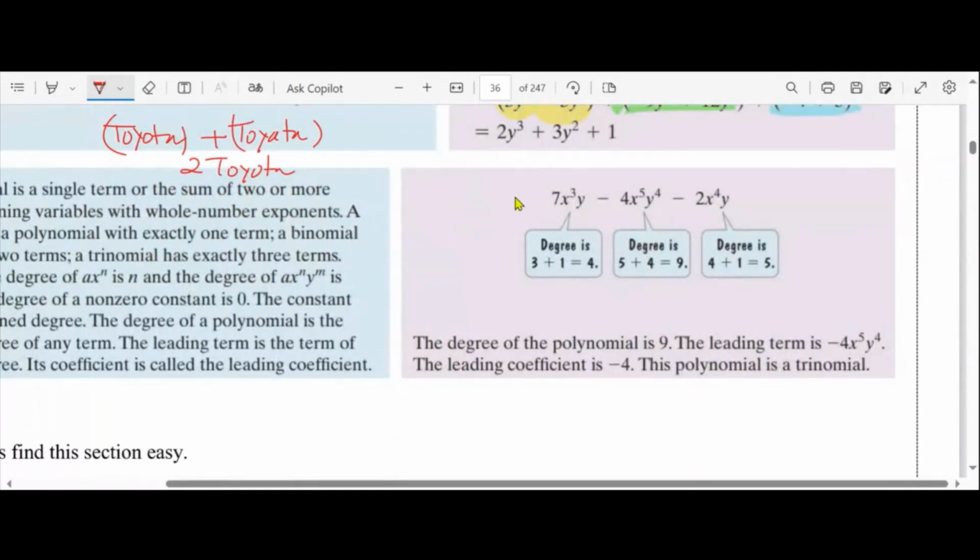Now, I need to find the terms. How many terms do we have here? 3 terms, right? Now, what is the degree of the first term? 4, because you have 3 plus 1. What's the degree of the second term? 9. Why? 5 plus 4. What's the degree of the last term? 5. 4 plus 1. So the degree of the polynomial is what we call the highest one.